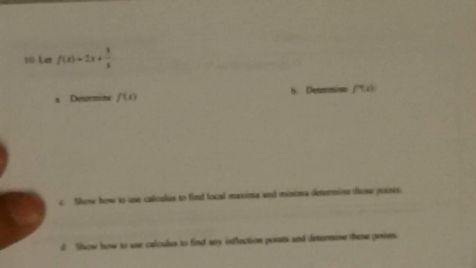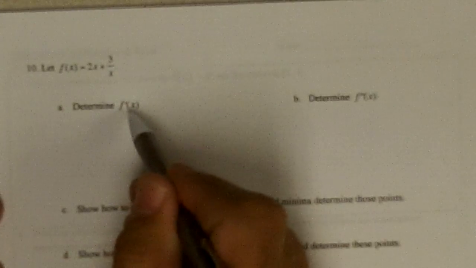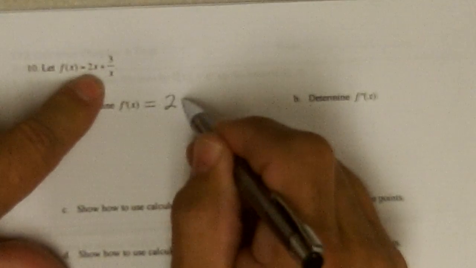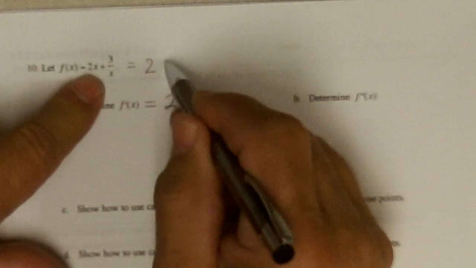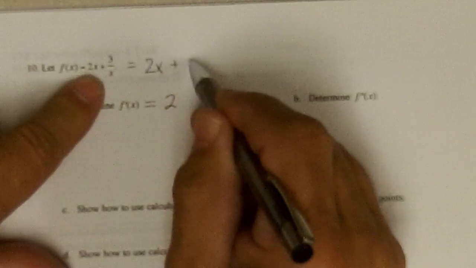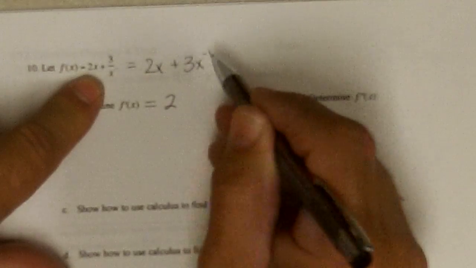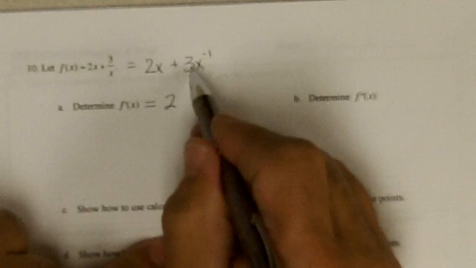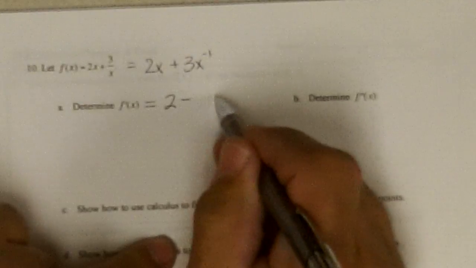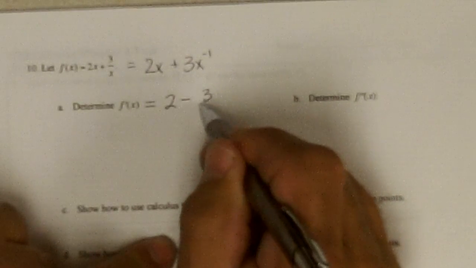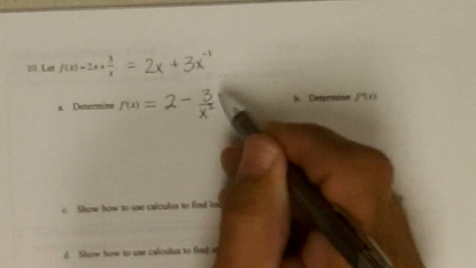Alright, let's go to the next page. Here we got this, and we're supposed to find f prime. Well, that would be the derivative of 2x, which is 2. And this is the same as 2x plus 3x to the minus 1. So the derivative of 3x to the minus 1 would be minus 3 over x squared, or minus 3x to the minus 2.